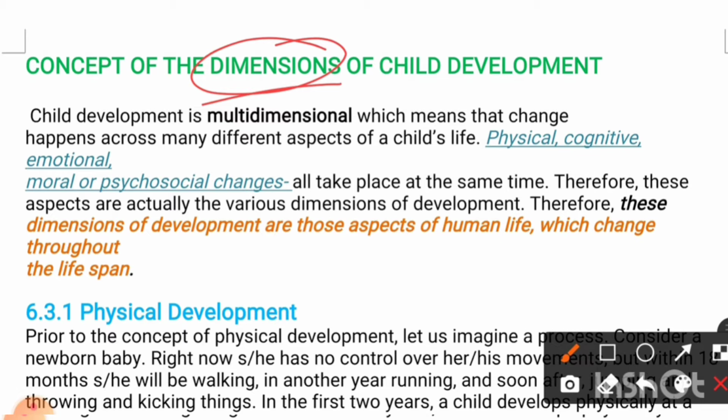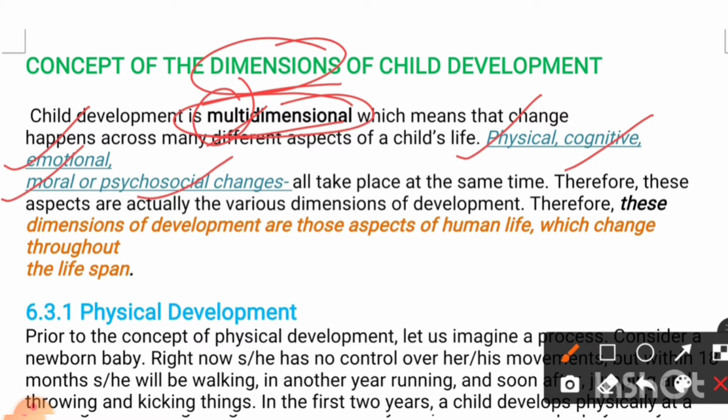So let's see what it says: child development is multidimensional. The reason is very simple, as the word multi means many. It is not only a change in one, but a change in more than one. And what is that more than one in which the child's development takes place? Physical development, cognitive development, emotional development, moral development, and psychosocial changes. These are the major changes.